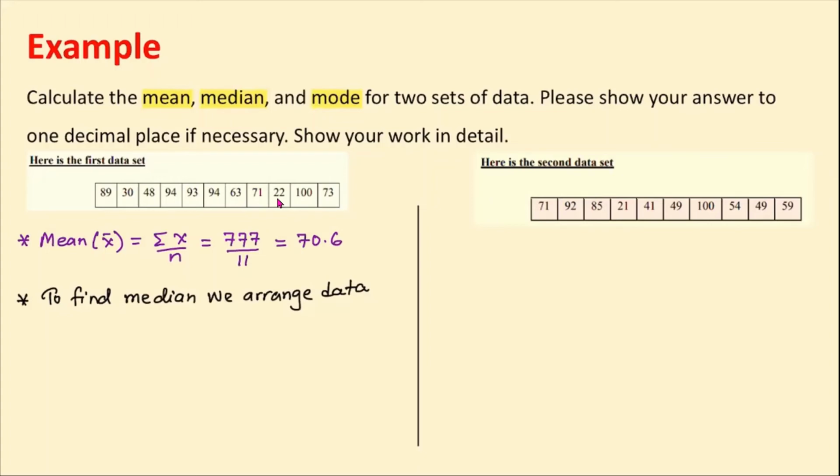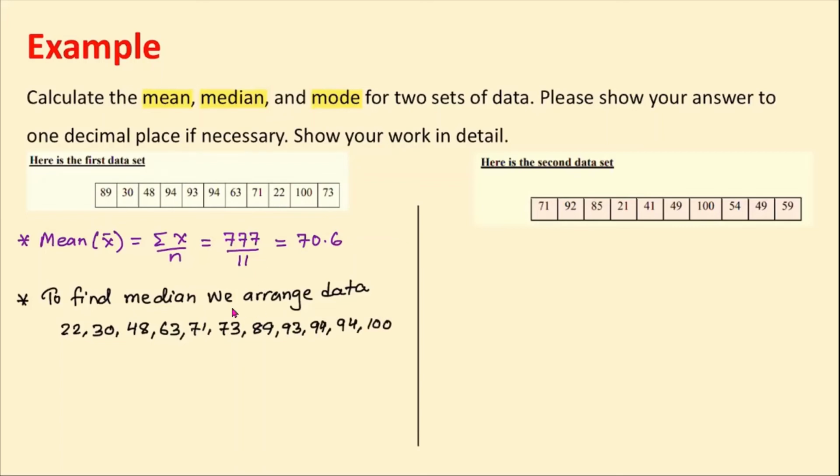So we start there, 22. Next one is 30, then 48, as you can see, 63, 71. Next we have 73, and then we have 89. Then we have 93, then we have 94, again 94, and finally we have 100.